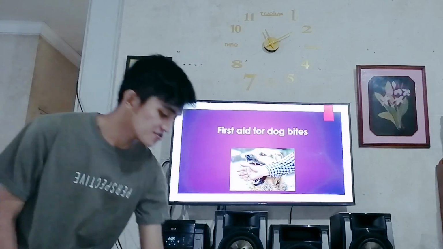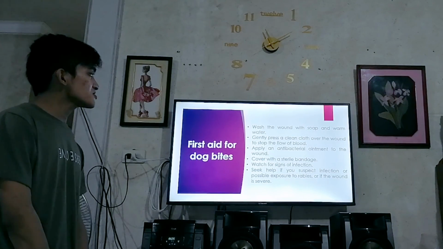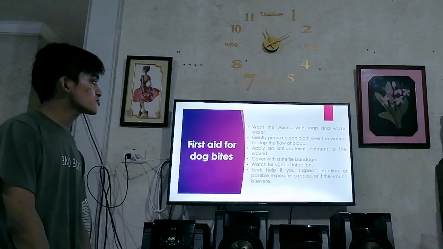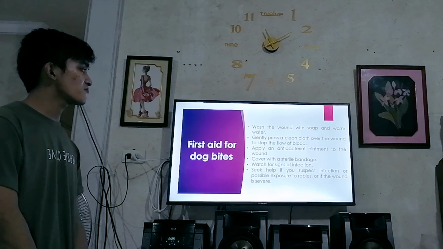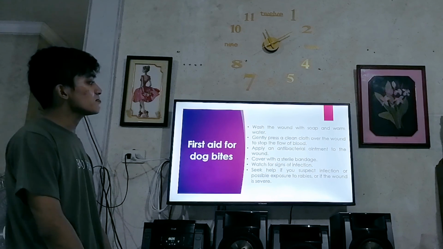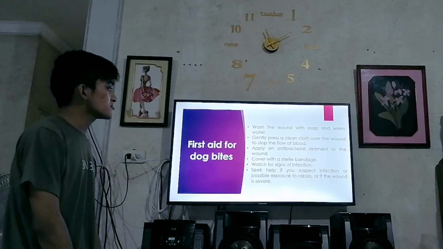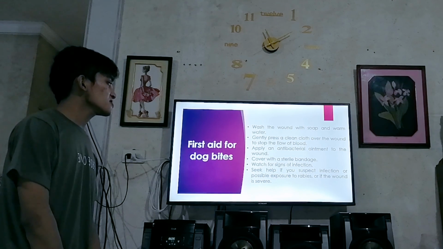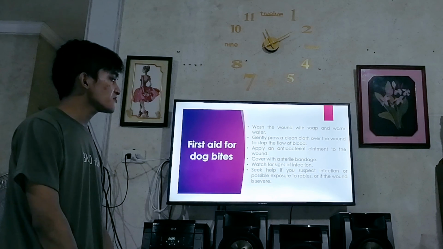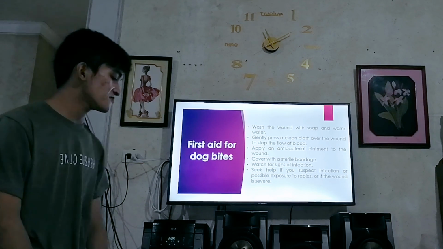First aid for dog bites. Wash the wound with soap and warm water. Gently press a clean cloth over the wound to stop the flow of blood. Apply an antibacterial ointment to the wound. Cover with a sterile bandage. Watch for signs of infection. Seek help if you suspect infection or possible exposure to rabies or if the wound is severe.